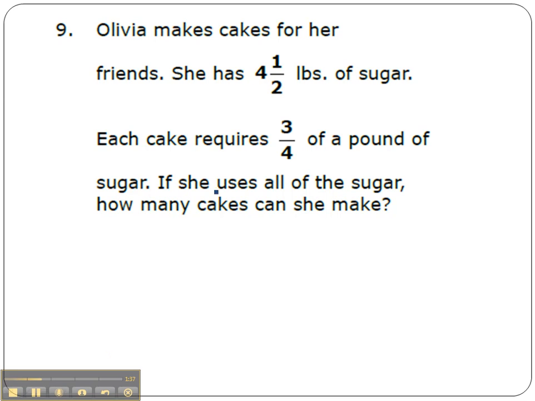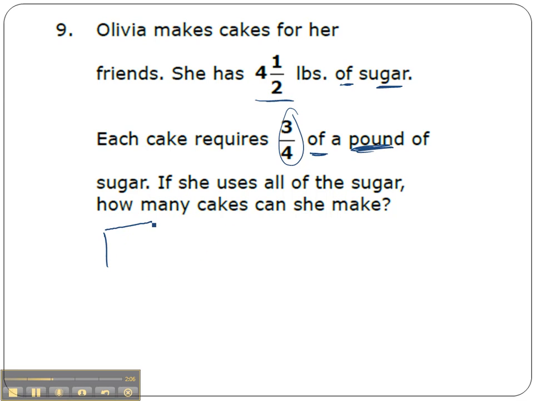Now, sometimes there's been a little bit of confusion because I stress so much that of means multiply, but this is 3/4 of a pound. This is 4 1/2 pounds of sugar. It's of means multiply when it's an amount of some other amount. So this isn't 3/4 of the 4 1/2 pounds. If it were, that would be multiplication. But in this case, you have to imagine.